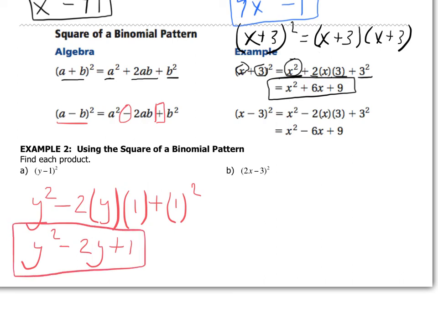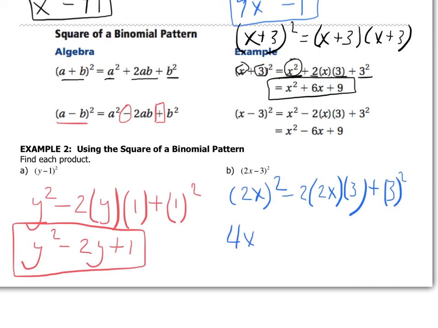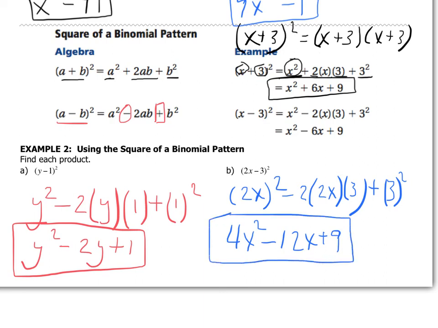And lastly, 2x minus 3 squared. Again, we are taking the a, which is the 2x, and squaring it. We are subtracting 2 times 2x times 3. That's the 2ab. And then we are adding the 3 squared. 2x squared becomes 4x squared. We are then subtracting 2 times 2x times 3, which is minus 12x. And then we are adding the 9 at the end for the 3 squared. That's as reduced and simplified as we can go.